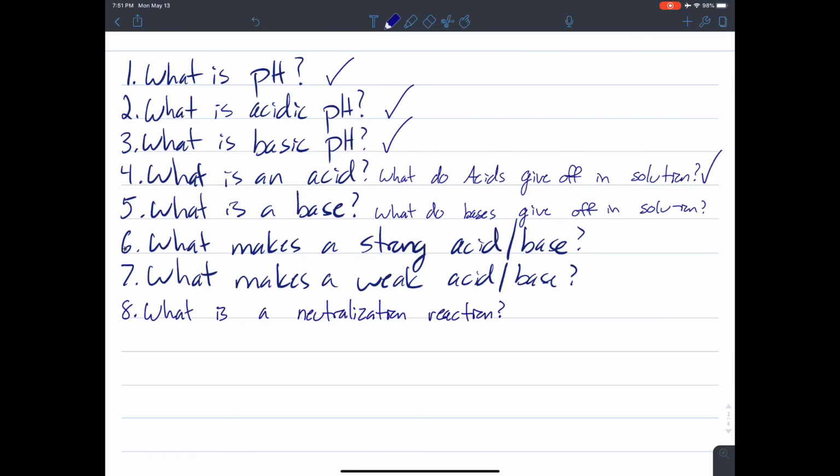Acid is something that gives off hydrogen ions in solution. A base is something that gives off hydroxide ions in solution. A strong acid or base dissociates readily in water, breaks up readily in water. The more readily it breaks up, the stronger it is, the better it is at making that solution acidic or basic. A weak acid does not dissociate readily. And a neutralization reaction is where you have an acid and a base combining to form a salt and water.